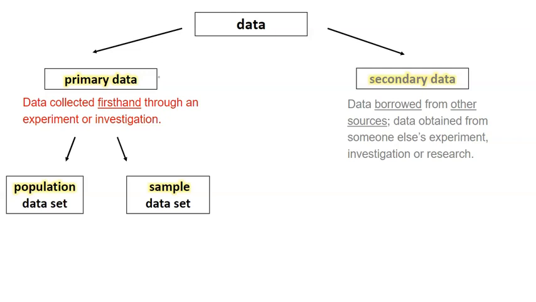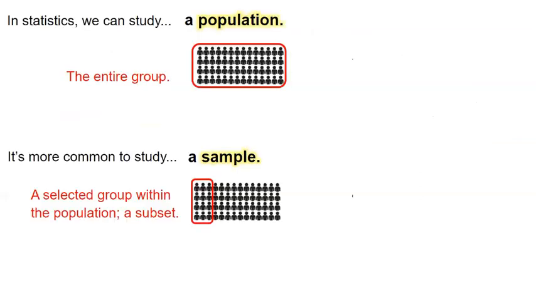In an ideal world, we'd collect the data from a population data set, but it's most common to use data from a sample data set. In statistics, if we study a population, we study the entire group. If we study a sample, which is much more common, we study a selected group from within the population, a subset.